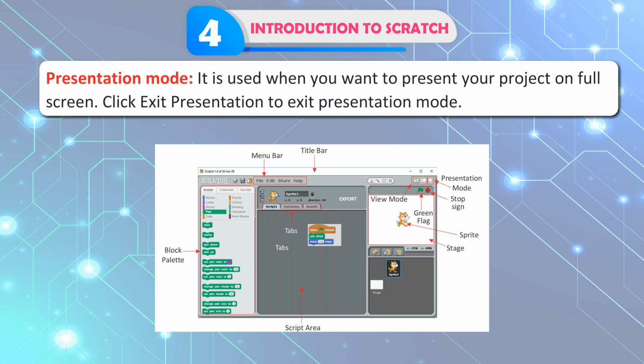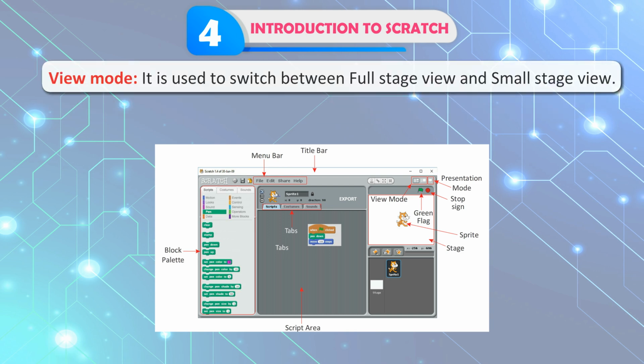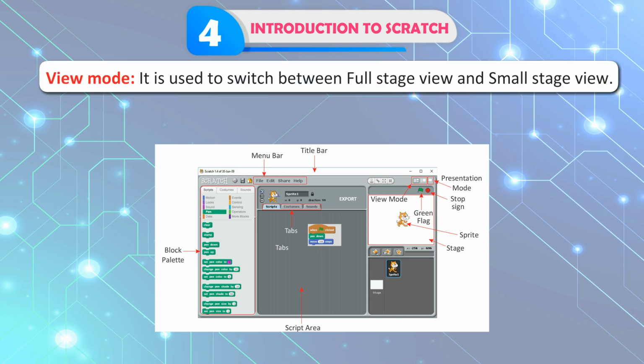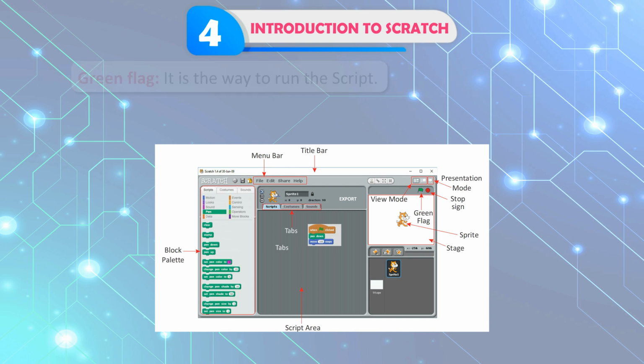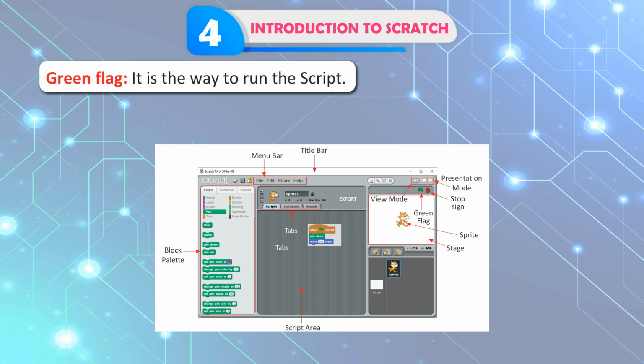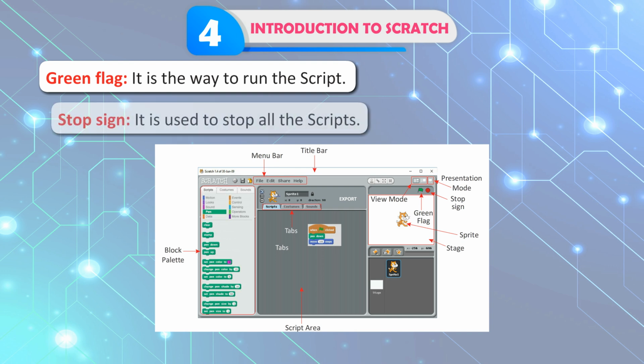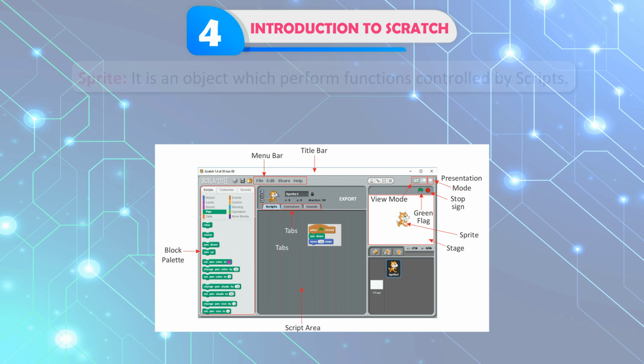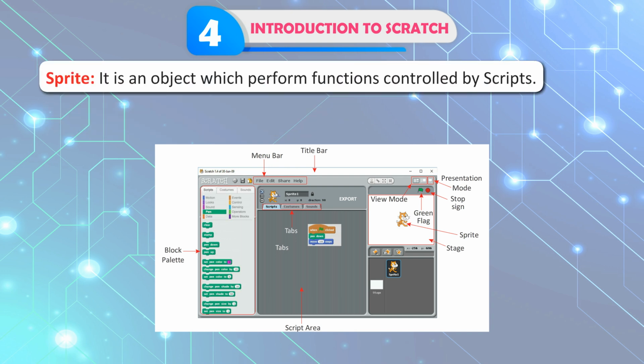Presentation mode. It is used when you want to present your project on full screen. Click Exit Presentation to exit presentation mode. View mode. It is used to switch between full stage view and small stage view. Green flag. It is the way to run the script. Stop sign. It is used to stop all the scripts. Sprite. It is an object which performs functions controlled by scripts.